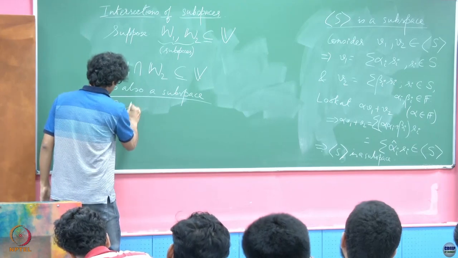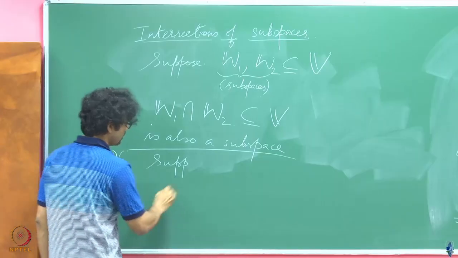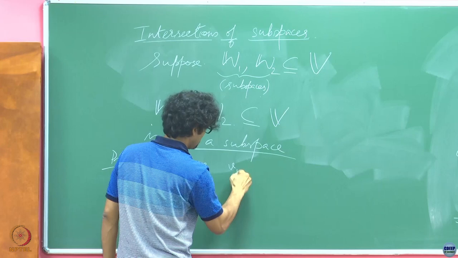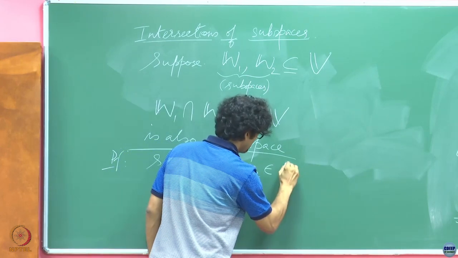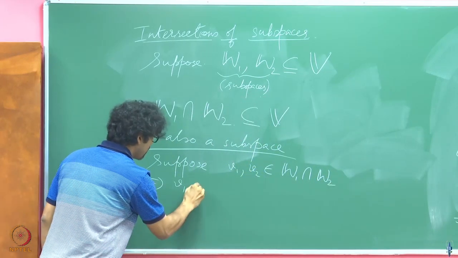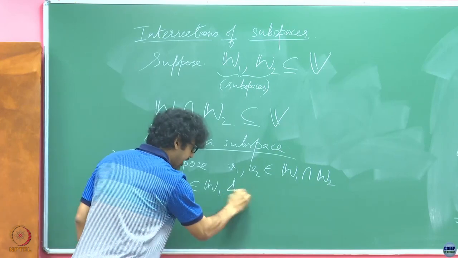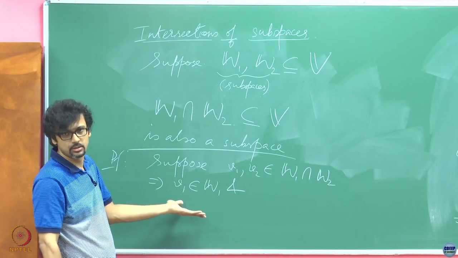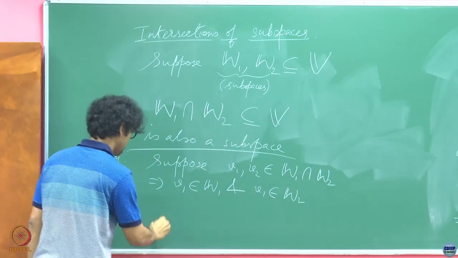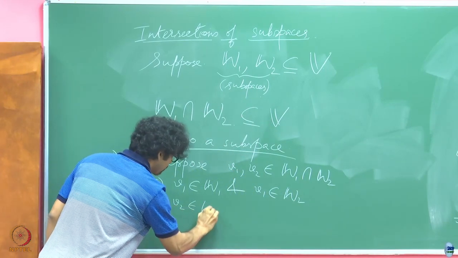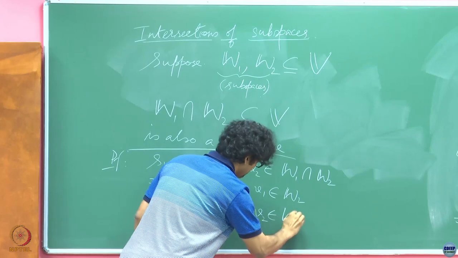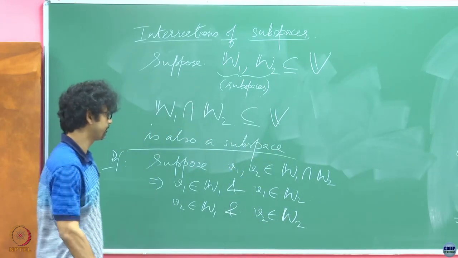So suppose, let's call it a proof. Suppose let's say V1, V2 belong to W1 intersection W2. That immediately means that V1 belongs to W1, and the intersection means it's a logical and, right? And V1 belongs to W2. Similarly, V2 belongs to W1 and V2 belongs to W2, right?